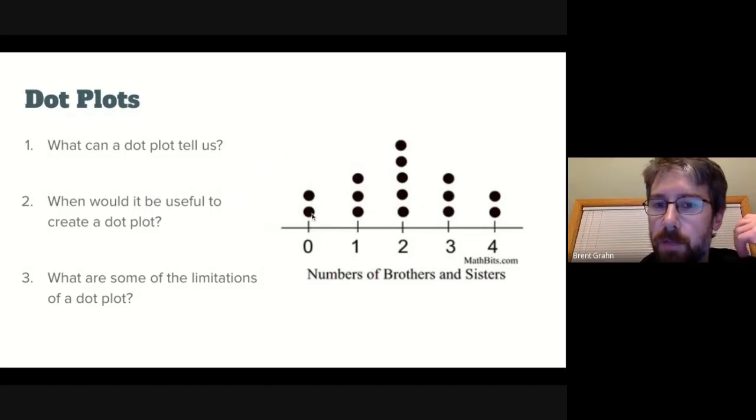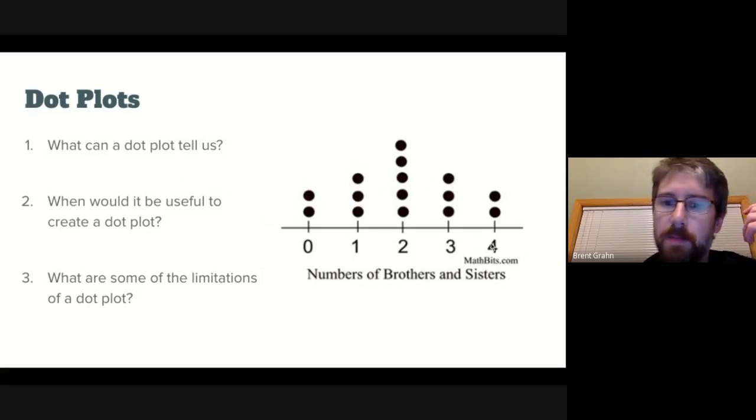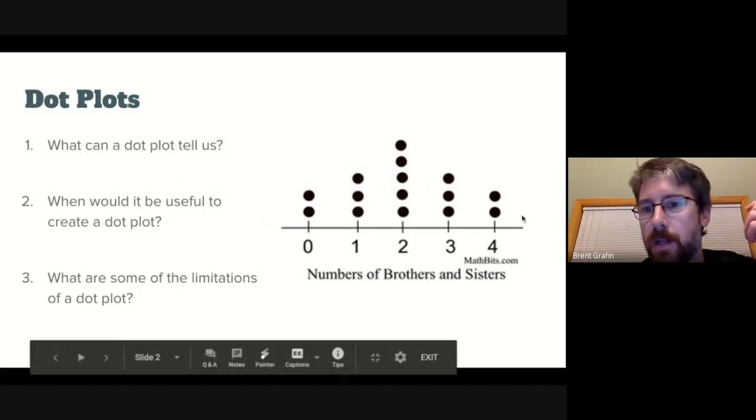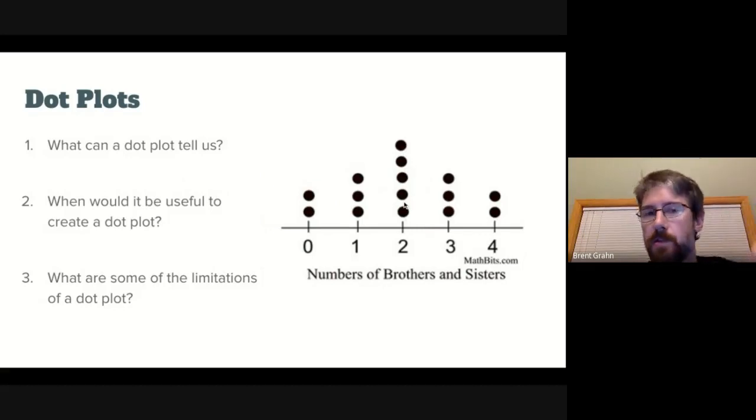So 2 data points had 0, 3 data points had 1, 5 had 2, 3 had 3, and 2 had 4. So number of brothers and sisters, that means 2 people had 4 brothers and sisters, 3 people had 3 brothers and sisters, 5 people had 2 brothers and sisters, and so on.